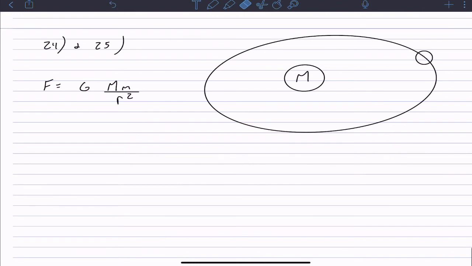Let's do this, call this little m. Anyway, the point is that this thing is traversing an arc. In most cases, it's more similar to a circle, and it's going to have some centripetal acceleration towards the center, right?